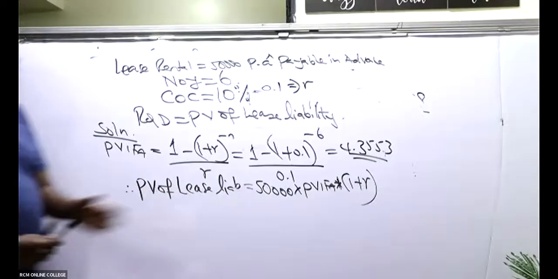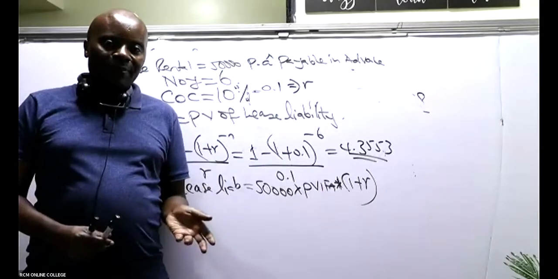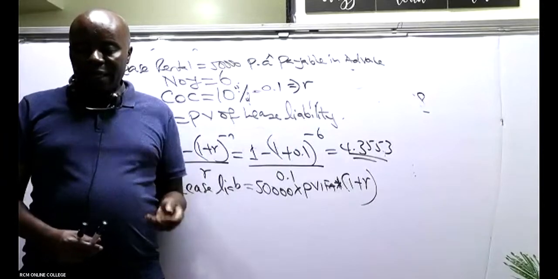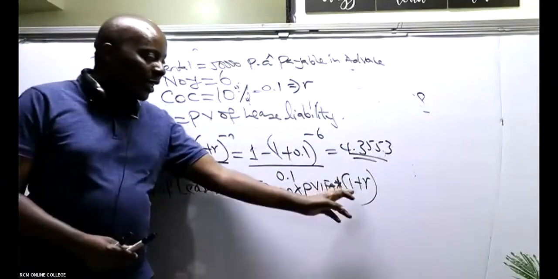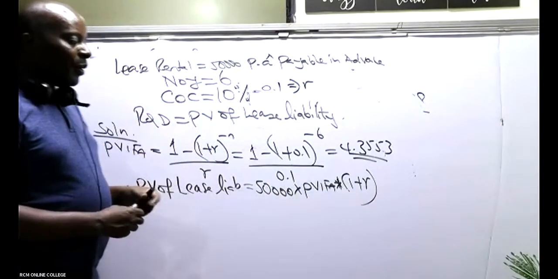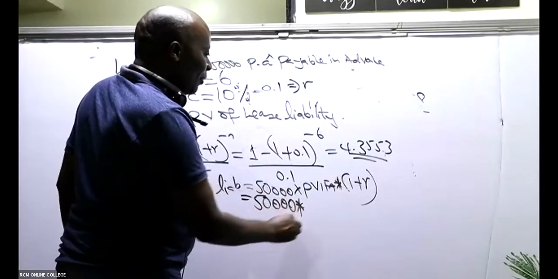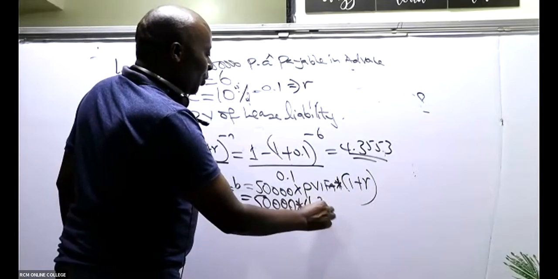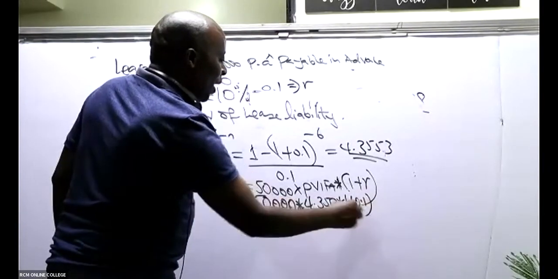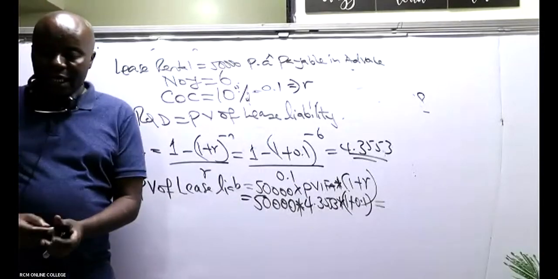This times 1 plus R, we only do it whenever you're told that the cash flow is being paid up front. It's being paid in advance. You should always add this 1 plus R, to take care of the term which comes up front. So this one will be 50,000 times our PV-FA of 4.3553 times 1 plus 0.1. So that 1 plus R stands for what here?